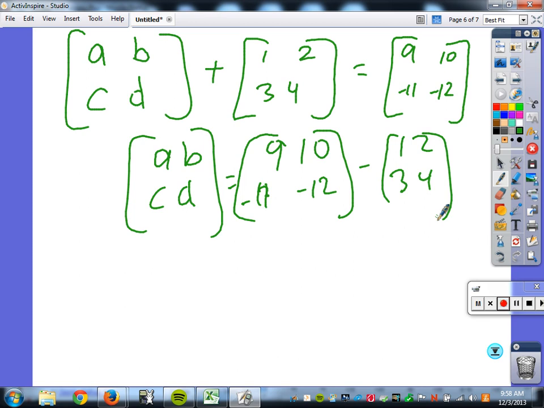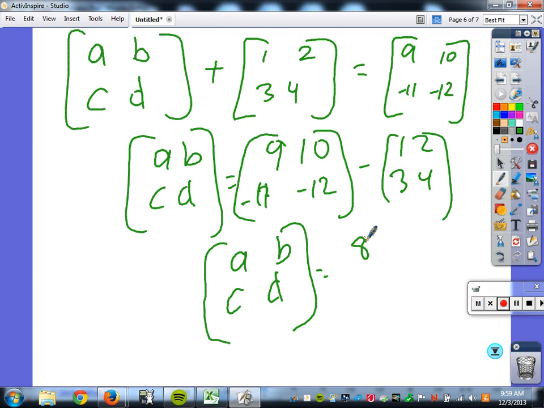It's just a matrix equation, just like we had in any other equation. If I had x plus 4 equals 7, what would you guys do? You would subtract the 4 over, wouldn't you? It's kind of the same idea, huh? So, therefore, we know that the matrix A, B, C, D equals 9 minus 1, 8, 10 minus 2, 8, negative 11 minus 3, negative 14, negative 12 minus 4, negative 16.